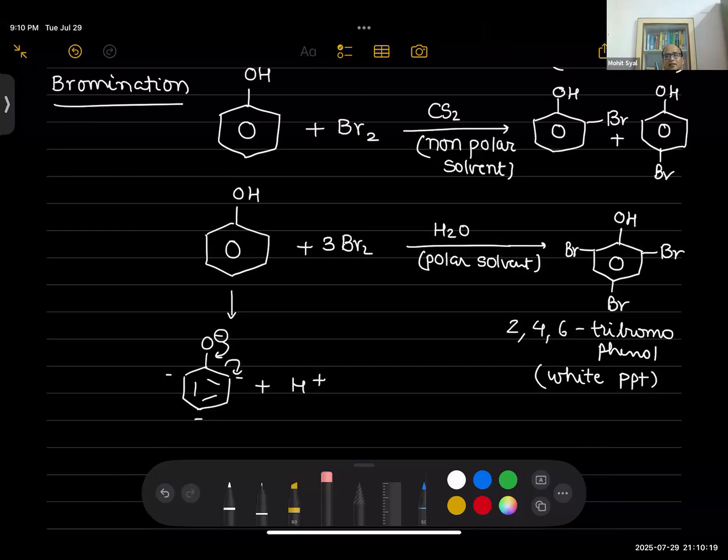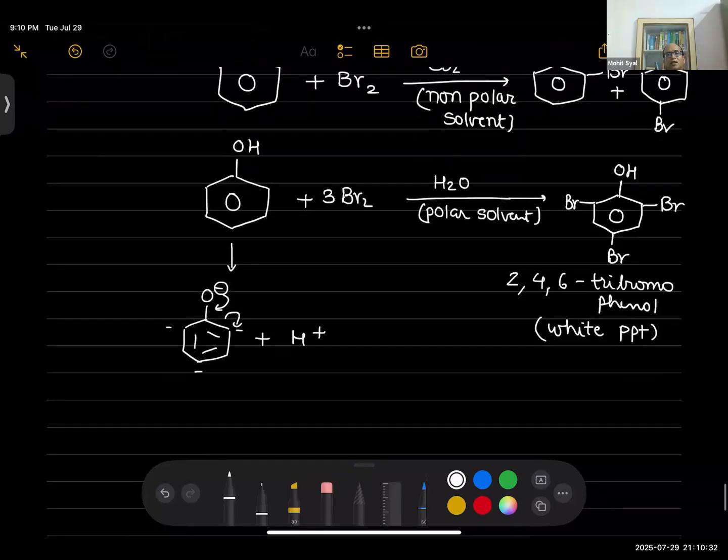Okay, be clear in this. This is a very important question. So what is the test for phenol? One of the tests is when you take bromine water, you end up with a white colored precipitate of tribromophenol, 2,4,6-tribromophenol. Three bromine groups are going to join at the ortho and para positions. Clear?